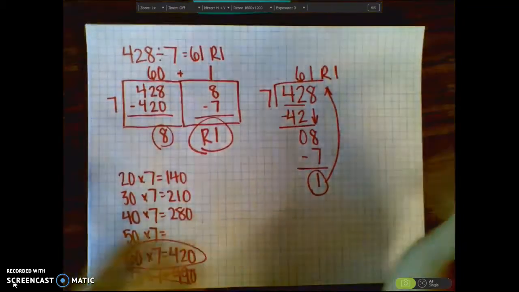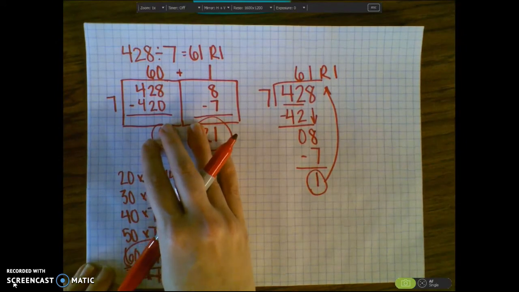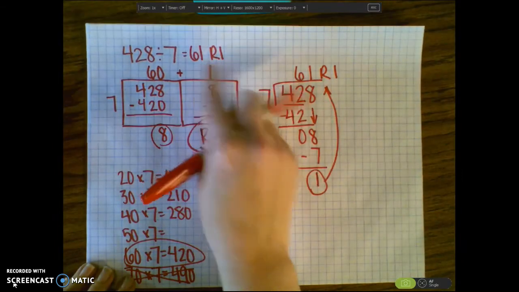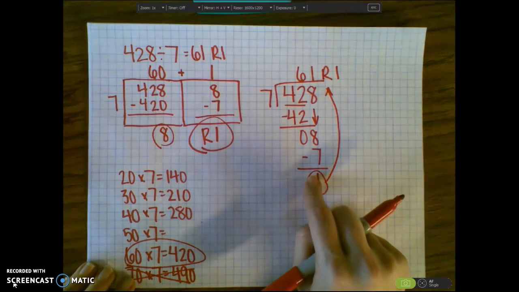The purpose of students doing the bar model this way is to help them understand place value of numbers. Yes, 61 remainder 1 is the same answer as this. This is a few less steps. It's a little bit less confusing for those of us who have learned it this way.